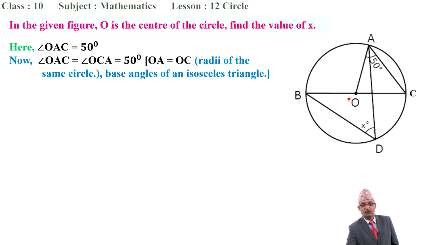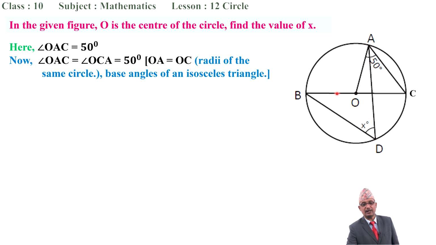Why? Because OA equals OC, due to radii of the same circle. And these two angles are base angles of an isosceles triangle, so this will also be 50 degrees. Now, we have already discussed that when a side of a triangle is produced, we get an exterior angle. So in triangle AOC, side CO is produced to B, so AOB is an exterior angle.